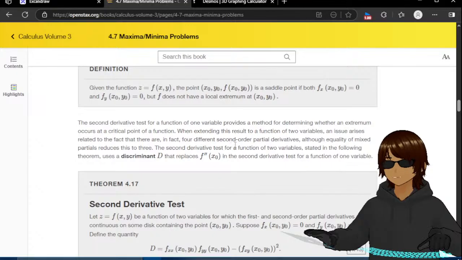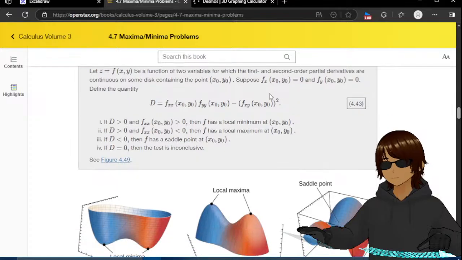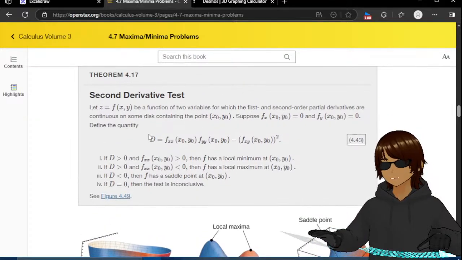The second derivative test for a function of two variables, stated in the following theorem, uses a discriminant D that replaces the second derivative of f in the second derivative test for a function of one variable. So D is equal to f sub xx times f sub yy, you multiply them, and subtract f sub xy, squared.